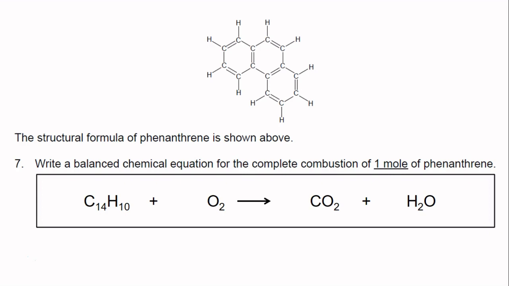We have 14 carbons, so I have 14 on the right. 10 hydrogens, I'll put a 5 in front of the H2O. And now there are a total of 28 plus 5, or 33 oxygens on the right. I'm going to use a fraction, so I can say 33 halves, or 16.5. I'm not going to go back and double each and every coefficient because they wanted the combustion equation for 1 mole of the phenanthrene. Okay, so we're done with that particular question. Let's move on to number 8.